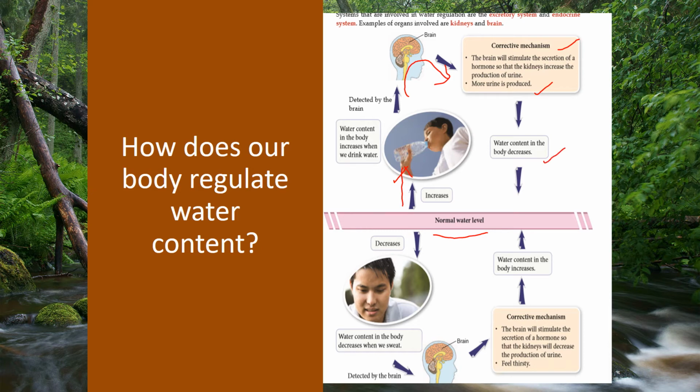What happens if the water content decreases? Maybe because we sweat a lot. It will be detected by the brain, and the corrective mechanism is that the brain will stimulate the secretion of hormone so that the kidneys will decrease the production of urine. So we will feel thirsty, and we will take more water than usual. So the water content in our body increases back to the normal water level.